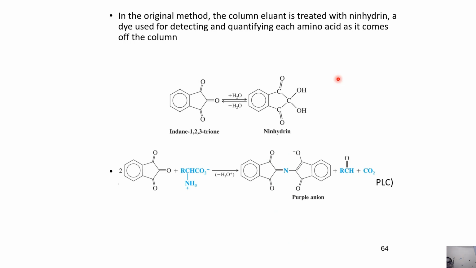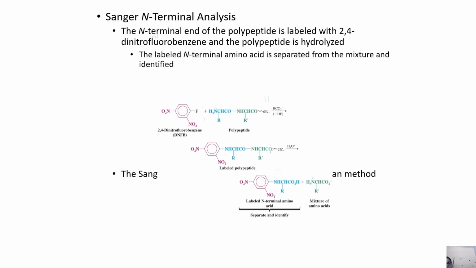In the original method, the column eluent is treated with ninhydrin, a dye used for detecting and quantifying each amino acid as it comes off the column. That is basically the job of ninhydrin that we previously used. So what is Sanger's N-terminal analysis? The N-terminal end of the polypeptide is labeled with 2,4-dinitrofluorobenzene and the polypeptide is then hydrolyzed. The labeled N-terminal amino acid is separated from the mixture and then identified. That is basically the Sanger N-terminal analysis method.